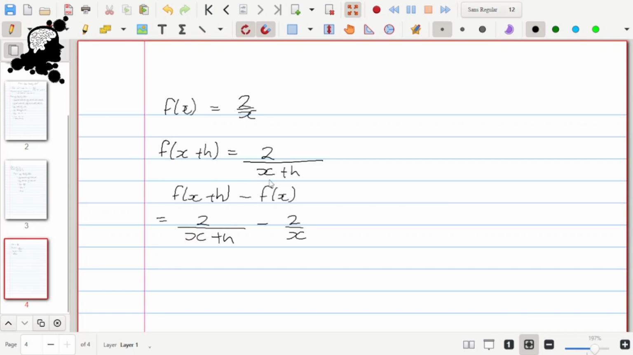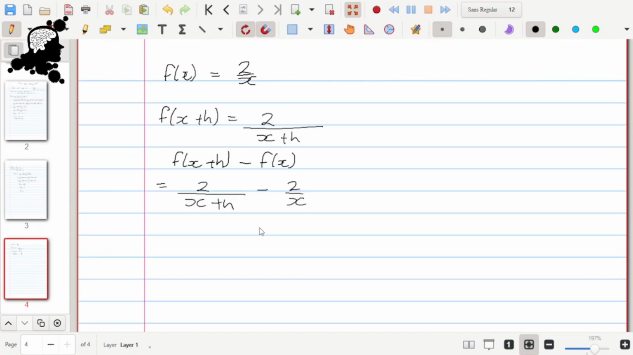If you can remember from primary school, whenever we have two fractions which are adding or subtracting with different denominators, we need to find the LCD. In this case, our LCD is going to be the product of the two denominators, so that's going to be x into x plus h. So let's put our denominator right there, x into x plus h.